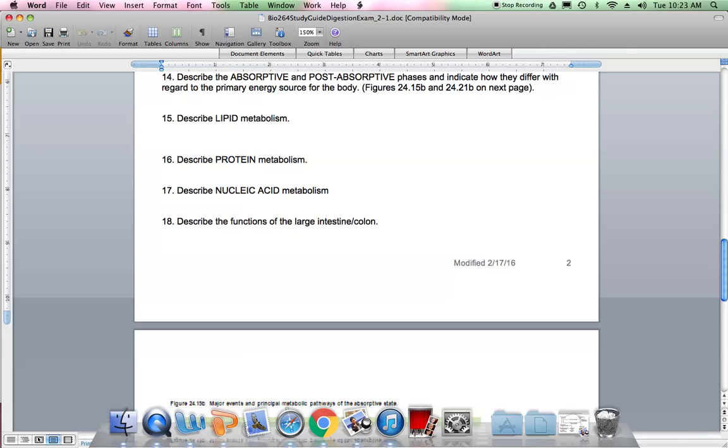Nucleic acids, they actually can form what we call uric acid. Remember, nucleic acids also have nitrogen. So we call these together nitrogenous waste, and the body needs to eliminate those.